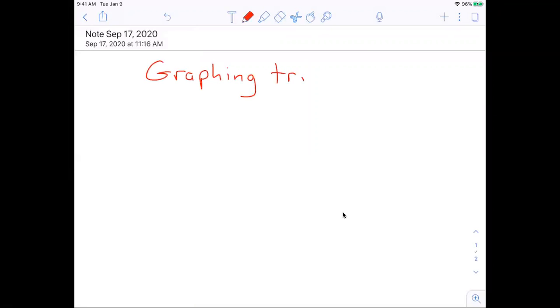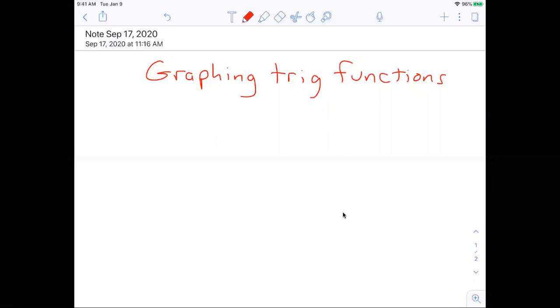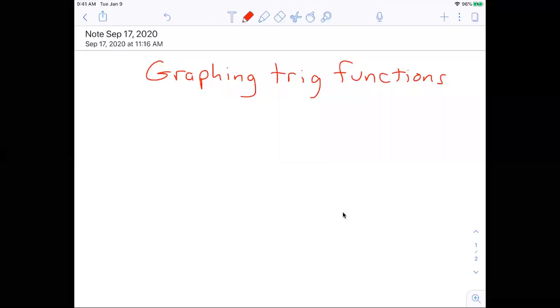I'm going to approach this a little bit differently. I'm going to just kind of show you what they are, and then as we move along, explain the why behind it, as opposed to vice versa. So the two most famous trig functions are sine and cosine. So when it comes to graphing, we're going to focus on those. We will do some tangent stuff, but we're going to start off by focusing on the sine graph and the cosine graph.